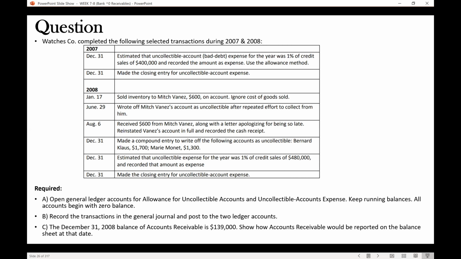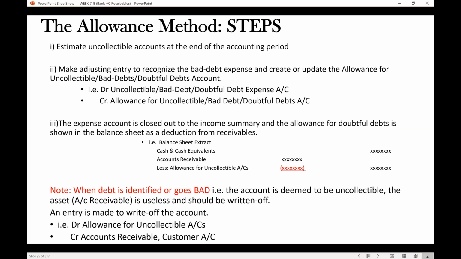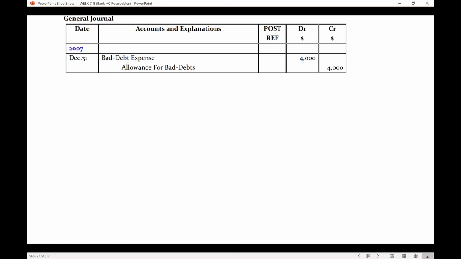Here in this case, we're using a percentage of sales. So our estimate is going to be 1% of 400,000, and that is 4,000. So that's our estimate. After we've made our estimate, we need to make the adjusting entry to recognize this estimate, this provision, as an expense, just to create the allowance account. And how we do that is by debiting the bad debt expense and crediting the allowance. So that's our first journal entry.